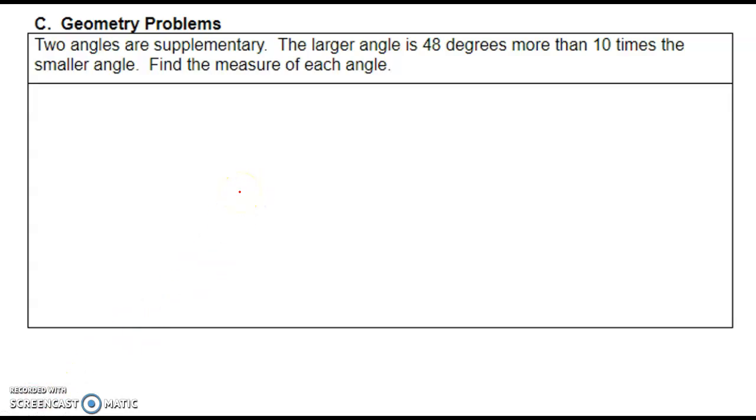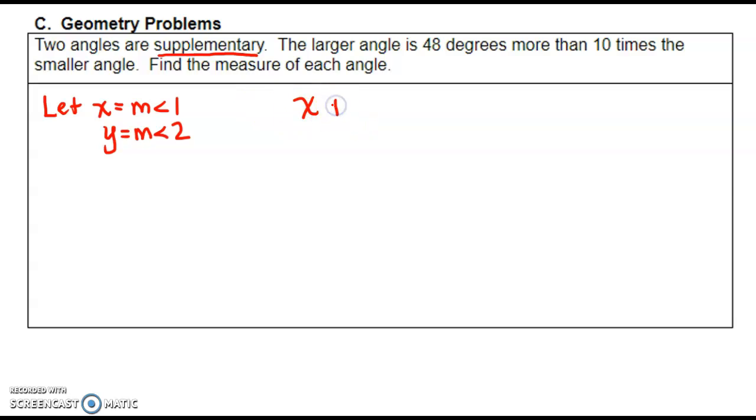All right, so then we can use these in geometry too, and I know a lot of you guys are in geometry. So it says 2 angles are supplementary. The larger angle is 48 degrees more than 10 times the smaller angle. Find the measure of each angle. So first thing we need to know is, what does it mean to be supplementary? Okay, so I'm going to let x equal the measure of angle 1. Y is going to be the measure of angle 2. Supplementary, hopefully you guys know, that means that they add up to 180 degrees. So I can use that.